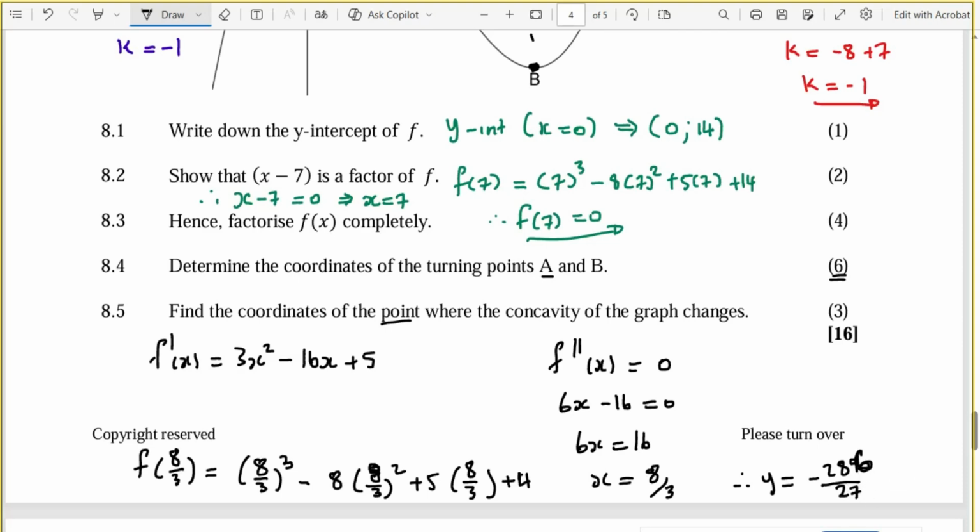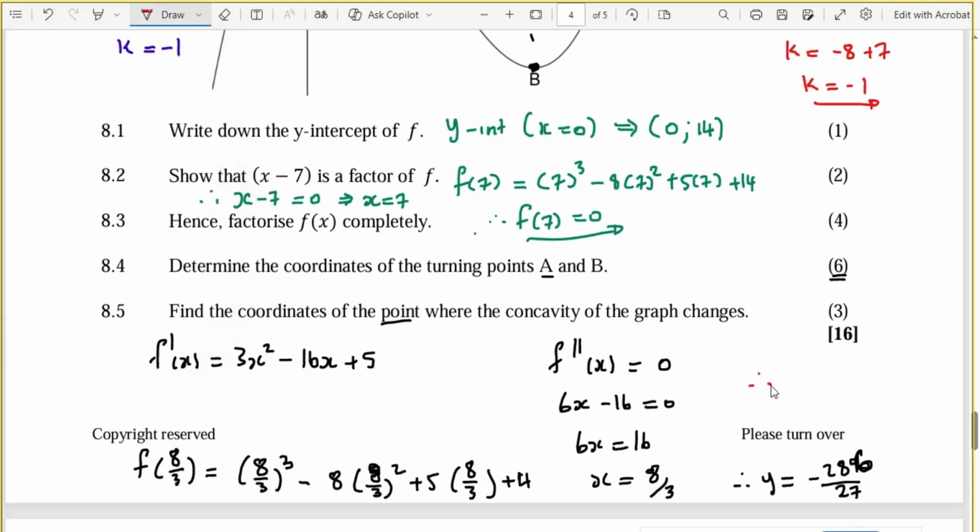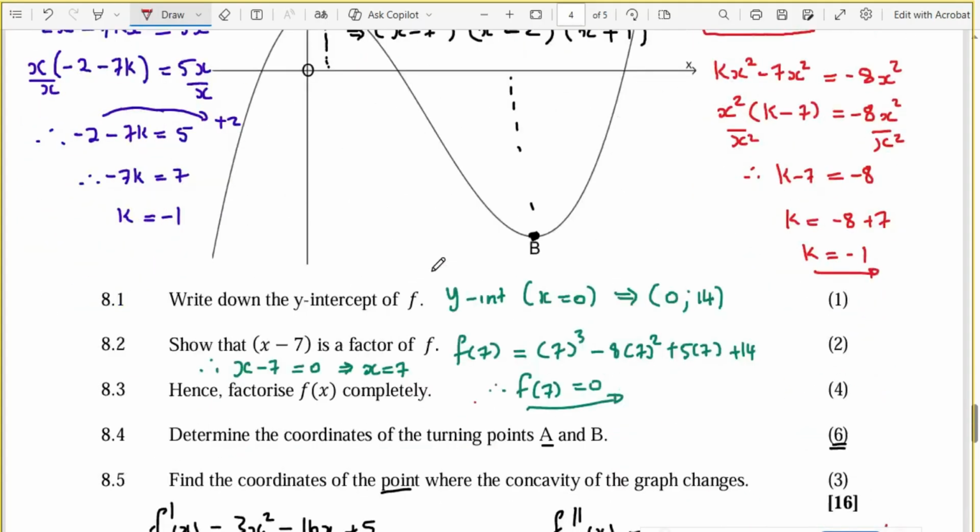Yes. Right, and that's it for this one. Then your point will just be those two. So your point will be 8 over 3, and negative 286 over 27. That's the concavity point. Are you happy with how we did question 8?